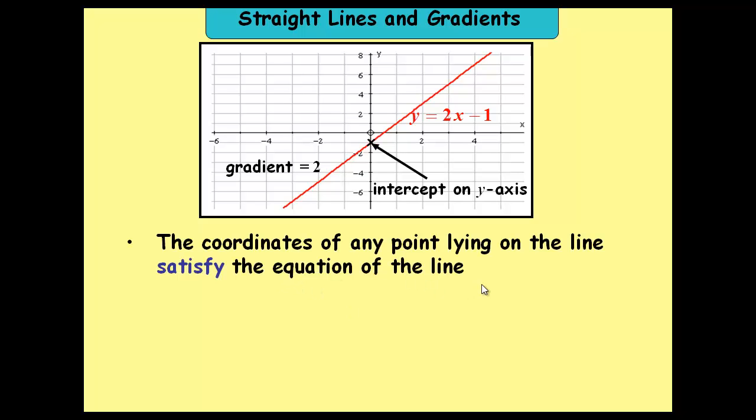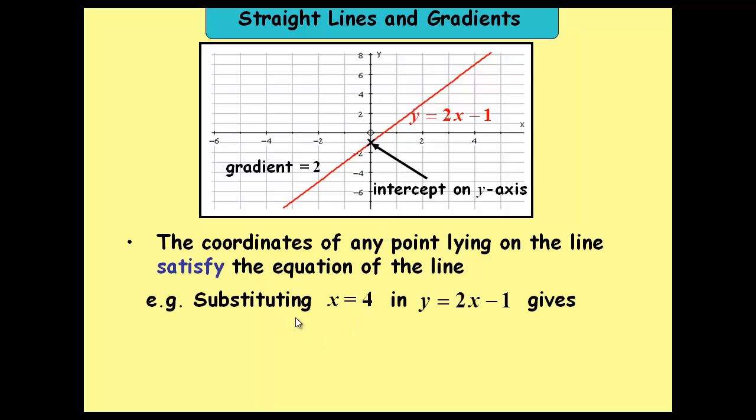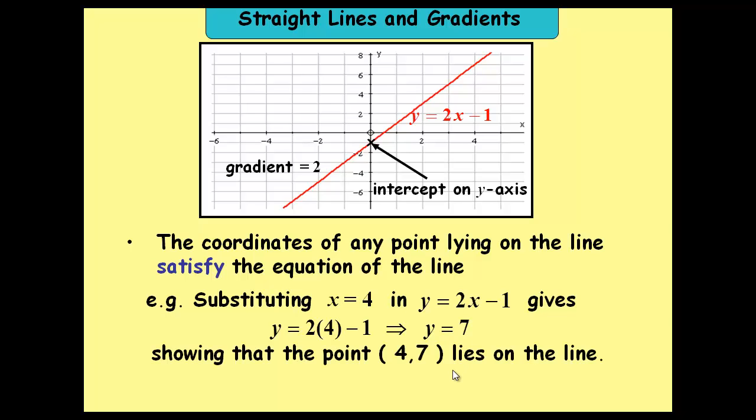The coordinates of any point on the line will satisfy the equation of the line. So for example, if we substitute in x equals 4, we get y equals 2x minus 1, so y equals 2 times 4 minus 1, y equals 7. So we know that the point (4, 7) lies on the line.